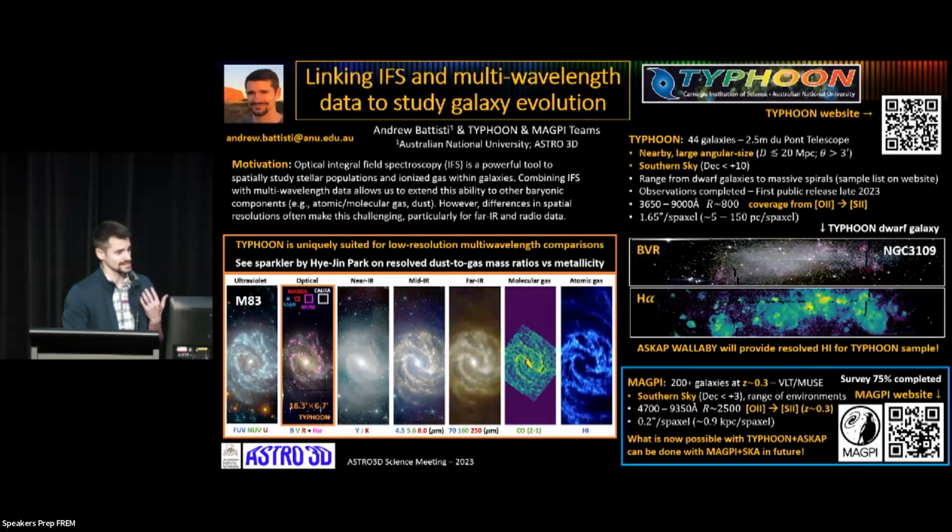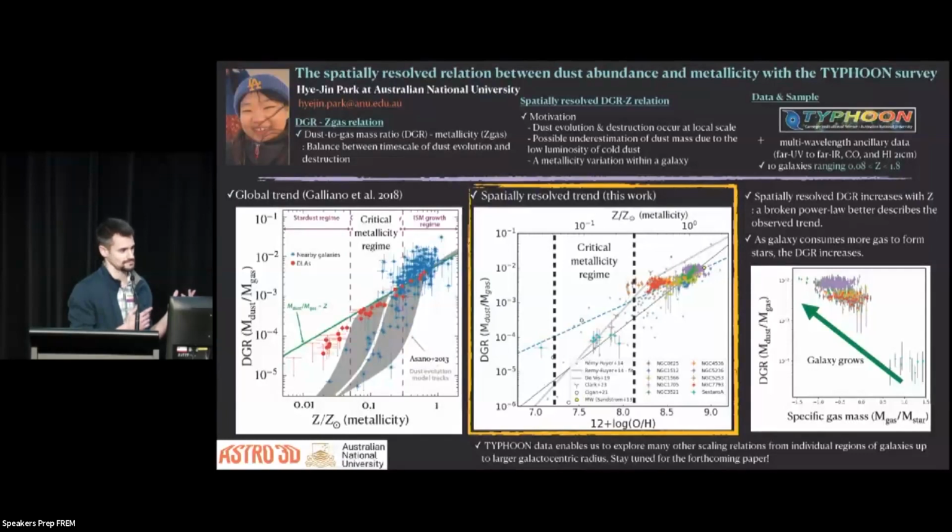My sparkler is on linking IFS and multi-wavelength data, particularly for the Typhoon and Magpie surveys. I'm going to focus mainly on Typhoon.